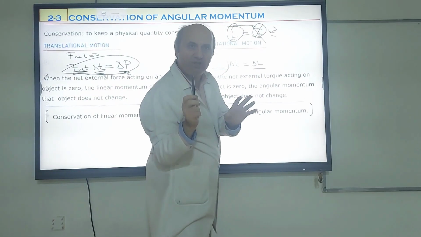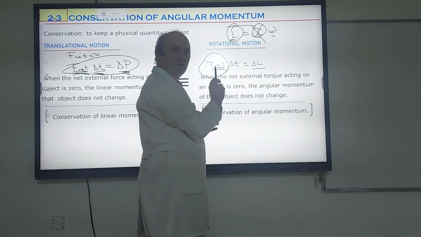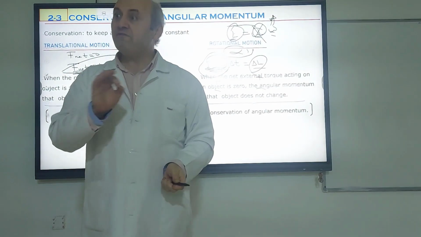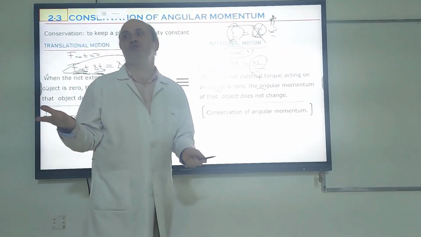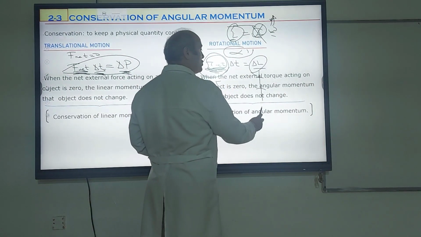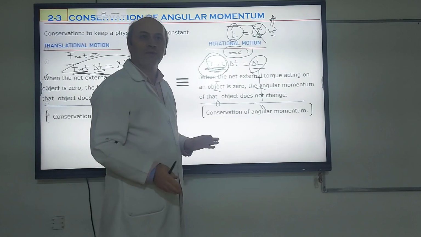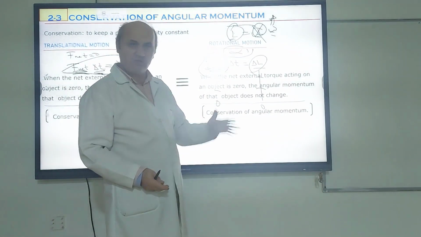Notice, you can make a change in angular momentum only by one method: net torque. But if net torque is 0, there will be no change in angular momentum. If net torque is 0, delta L is going to be 0. There will be no change. No change means constant. L stays constant. This is the condition.